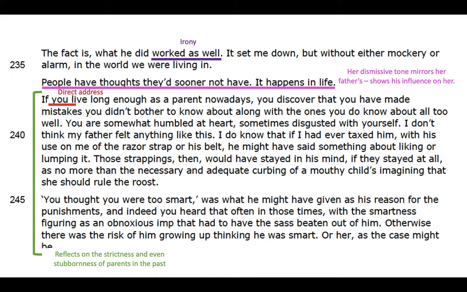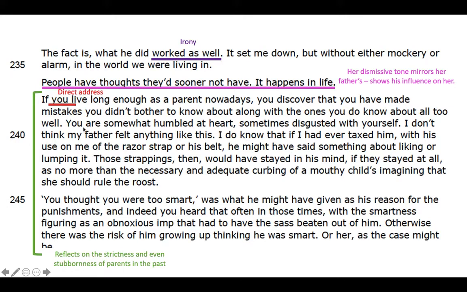People have thoughts they'd sooner not have. It happens in life. Look at her dismissive tone and how it mirrors her father's. It shows his influence on her. I think that's lovely. She's taken that from him. That she's not going to overthink it. That's it. And you can see that in the short sentence, the simple language. I just love that. I think that's so clever that she sounds just like her father. And again, she directs the reader.